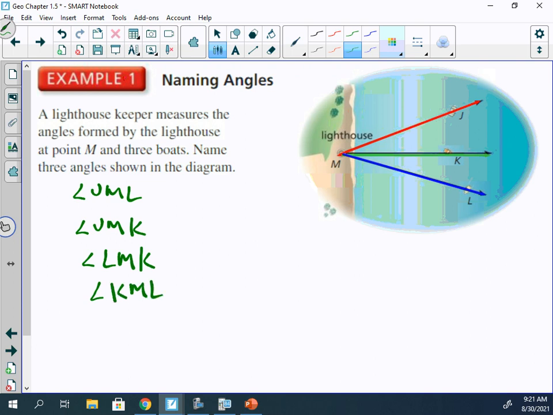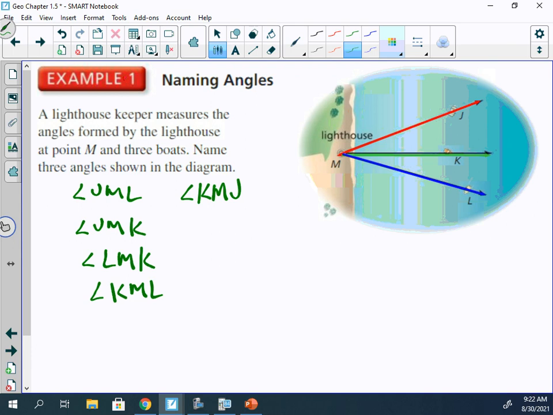KML. Yes, M is going to be our vertex. So we need all 3 and the little angle marker. So let's see what we name. JMK and JML. KMJ.